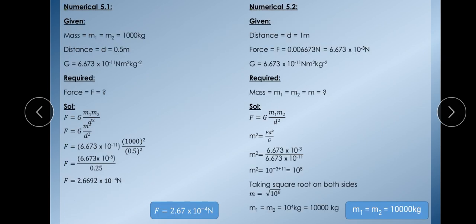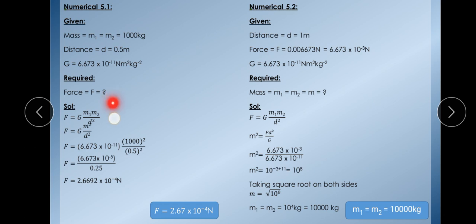Students, before solving the first numerical, I am going to read the statement of the numerical, which is: find the gravitational force of attraction between two spheres, each of mass 1000 kg. The distance between the centers of the spheres is 0.5 meter. So students, in our given, m1 and m2 are identical, which is equal to 1000 kg. The distance between their centers is 0.5 meter, and we know the value of the constant 6.673 multiplied by 10 raised to power minus 11 Newton meter square per kg square. Our required is the force of attraction between them.